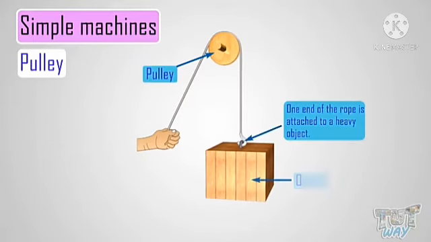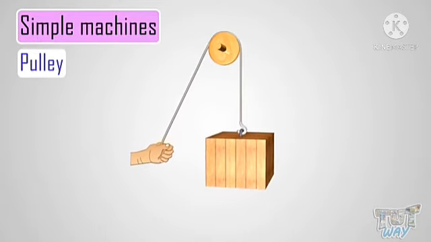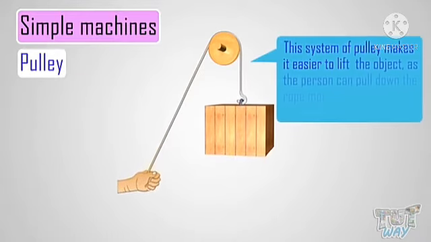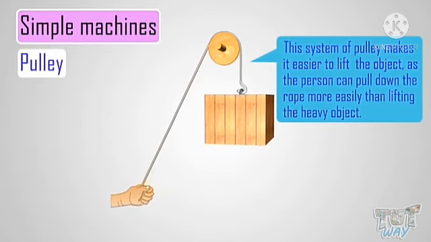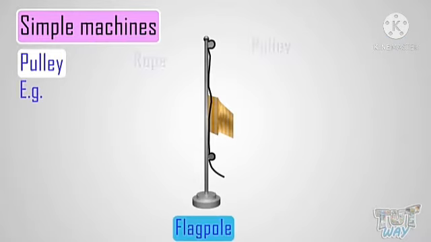So you can see the pulley and the chain or the rope, which helps to hang the object. So when you pull the rope, the object goes up, so it helps you to lift the object up. So with this, you can lift heavy objects easily. That makes it a simple machine. Remember, we say a simple machine helps us to do work easily.